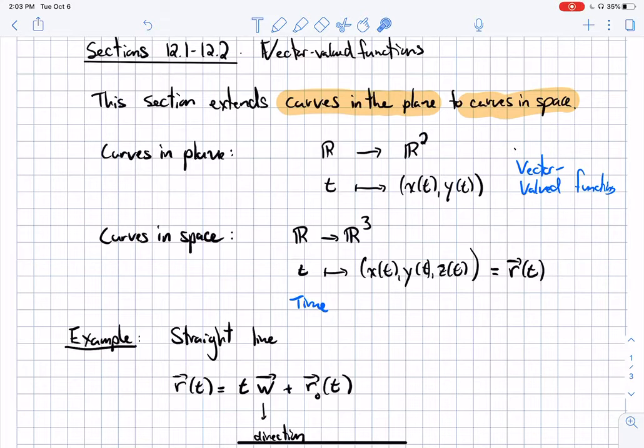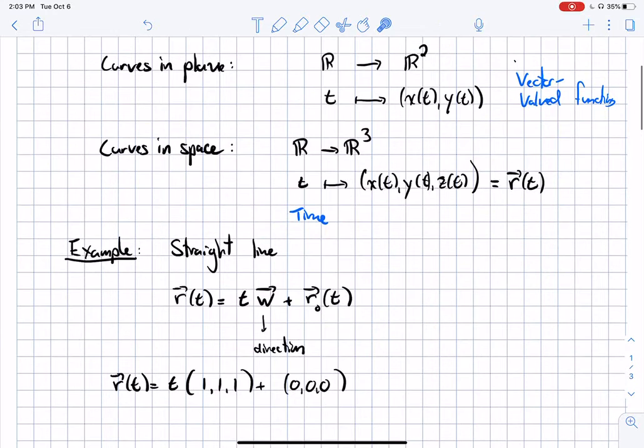In three-dimensional space it's going to be a function from R to R cubed, and for every t I associate a point x(t), y(t), z(t), three coordinates because it's three-dimensional space. It's good most of the time to think of t as time. I'm going to use the notation of the book, where this point in space, x, y, z, is designated by the vector r.